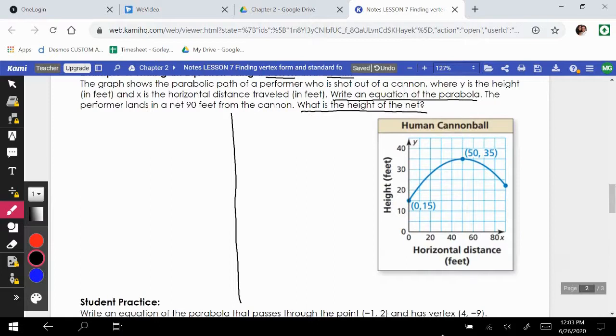Let's start with writing the equation of the parabola. Remember, the vertex is the highest or lowest point on the curve. So in this case, this curve has a high point right here, and that is 50, 35. So I'm going to use that as my vertex h comma k. So let's just make a note of that. The vertex is h comma k, and in this case, it is 50, 35.